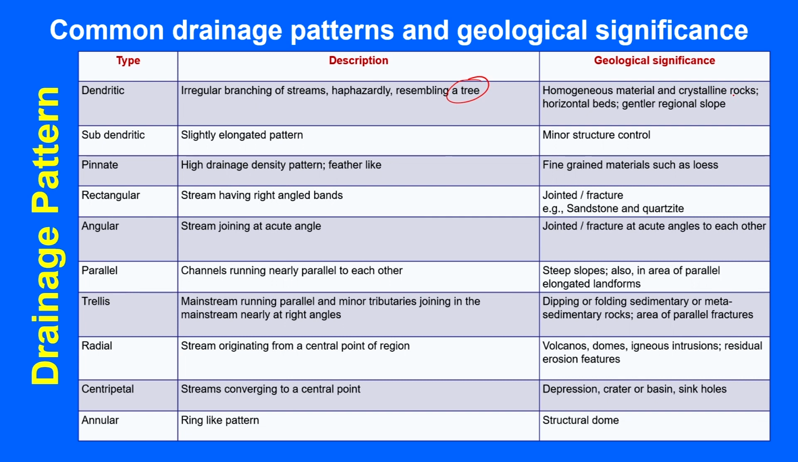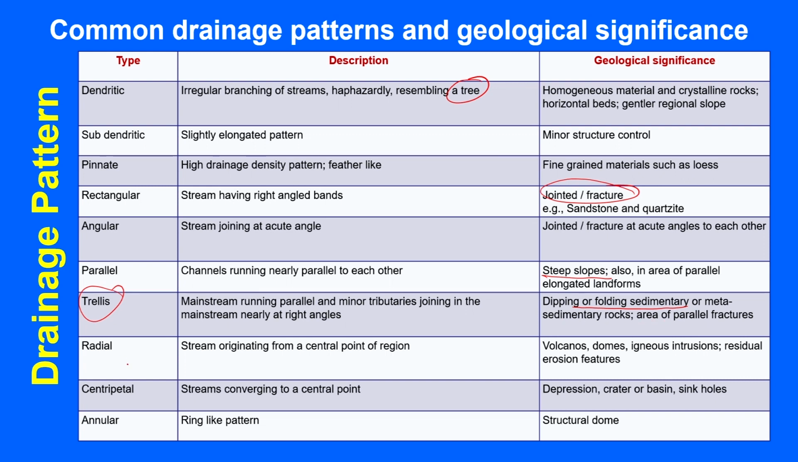So, then there is a homogeneous material and crystalline rocks, horizontal beds, generally regional slope, and then if you are having subdendritic, then you are having minor structural control, that is your tectonic or we can say the geological structures. Then pinnate type is like you have fine grained material, then rectangular streams you are having the area is jointed or fractured. Okay. Then for example, if you are taking parallel, then you are having steep slopes that you will also see, and then if you are looking at the radial one, then you can say that it is flowing through the folded sedimentary terrain or meta sedimentary rocks.